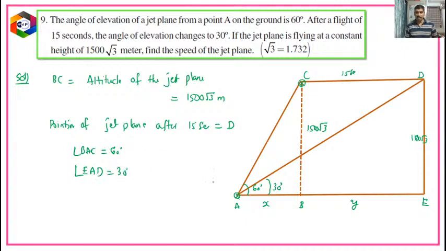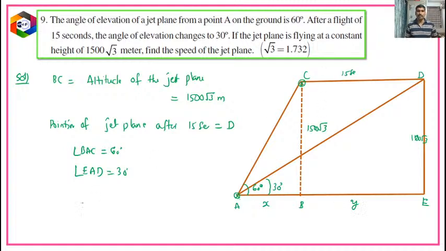Okay children, so here in the starting stage the angle of elevation is 60. After 15 seconds it has traveled some distance, and now the angle of elevation changes to 30. So it is moving away from the person, so the angle of elevation decreases to 30. In the starting case I am assuming X, and the distance traveled in 15 seconds, let us assume, is Y.